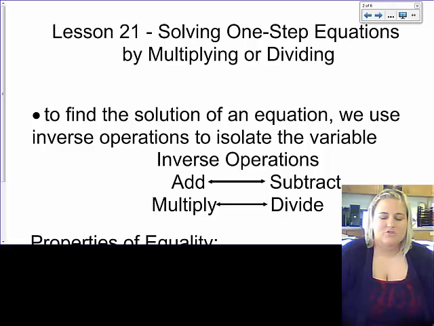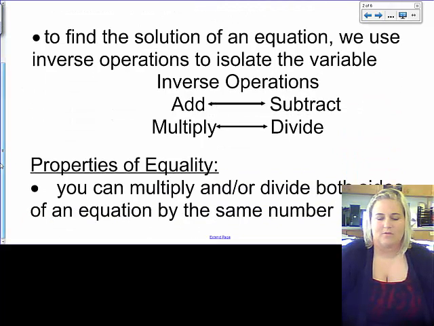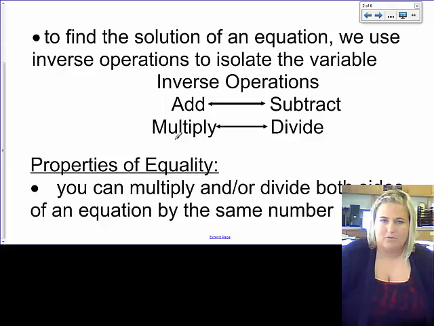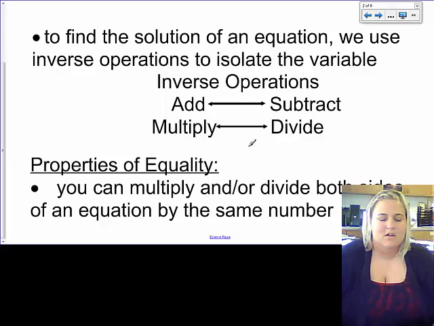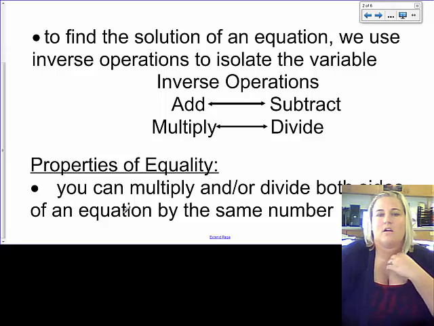So it says to find the solution of any equation, we use inverse operations to isolate the variable. Inverse operations are operations that undo each other. So for example, addition and subtraction are inverse operations. Multiplication and division are inverse operations. Properties of equality, that means that you can multiply or divide both sides of an equation by the same number and it does not change the value of anything in the equation.